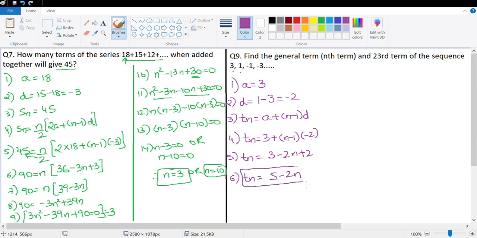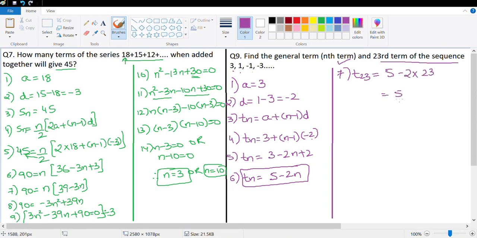So first part of the question is done, which is to find the general term, which is the nth term. Next, find the 23rd term. So T23, when n is equal to 23, will be 5 minus 2 into 23. That's 5 minus 46. That's negative 41. Therefore, the 23rd term will be negative 41. Good. Let's look at the next question.